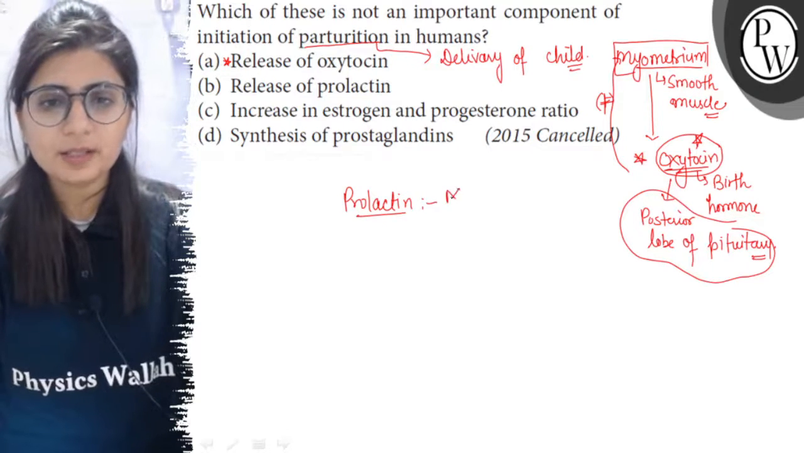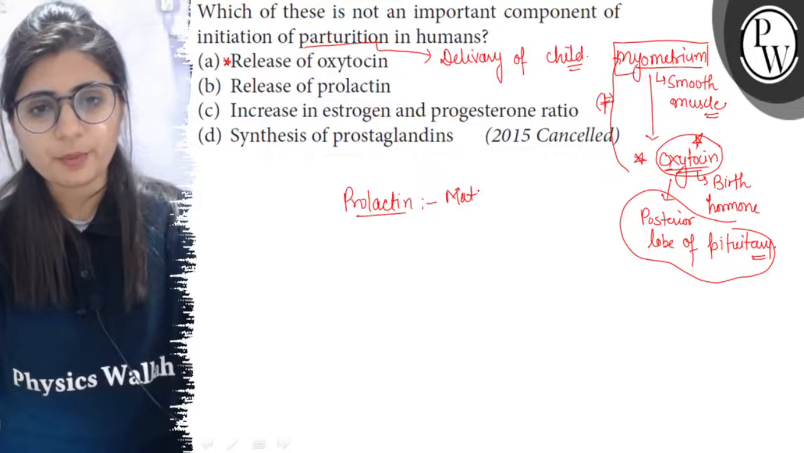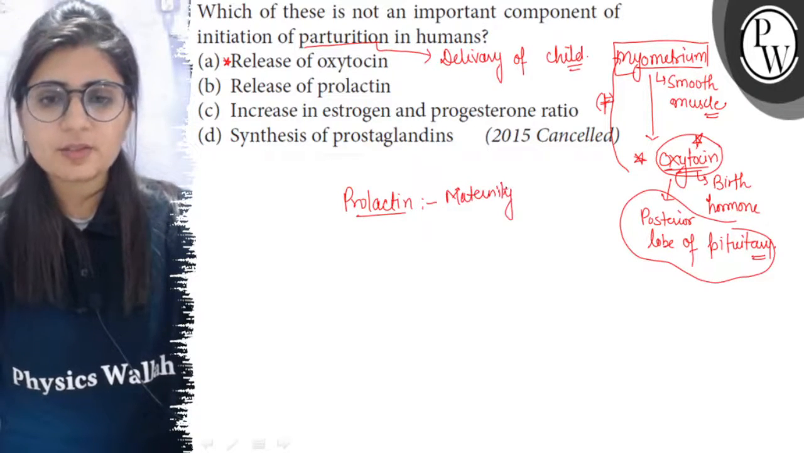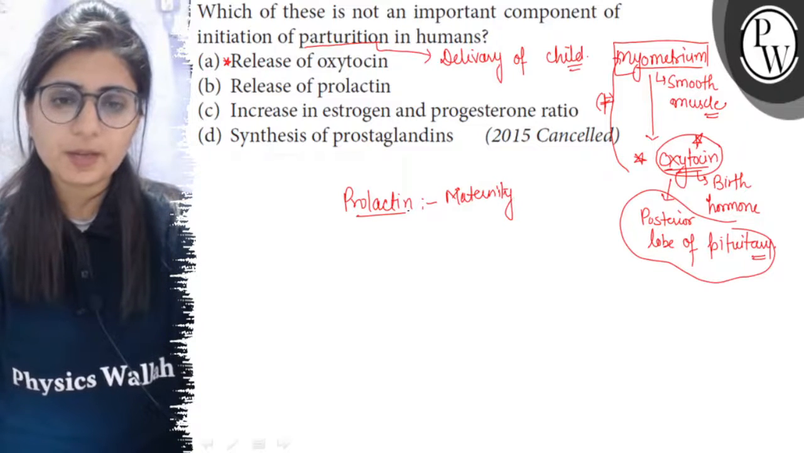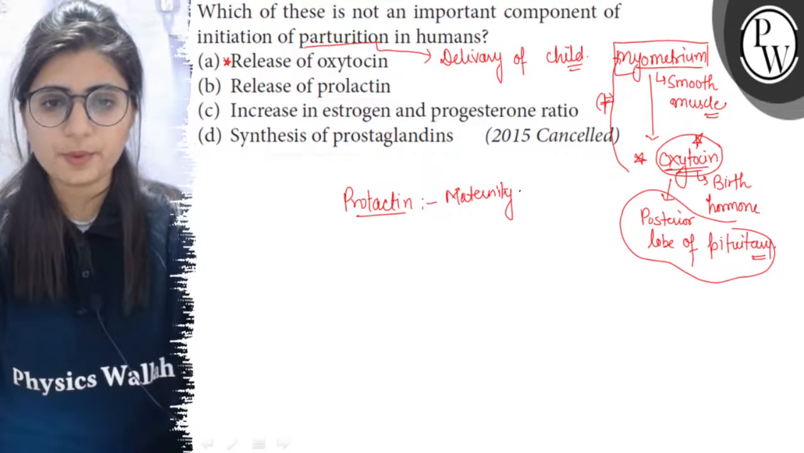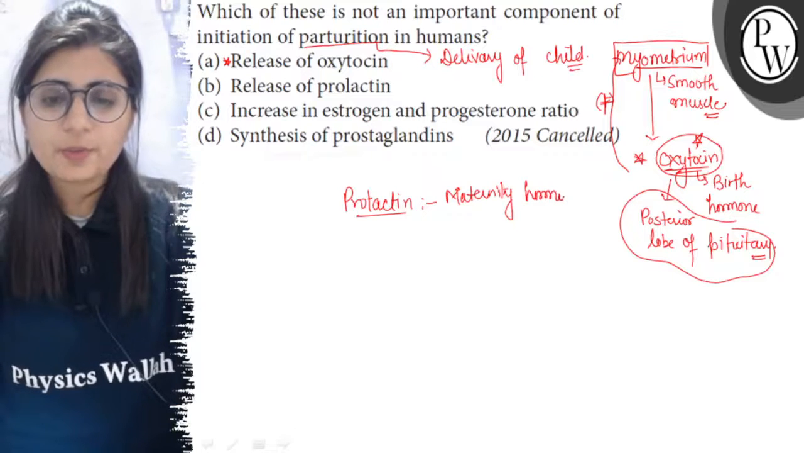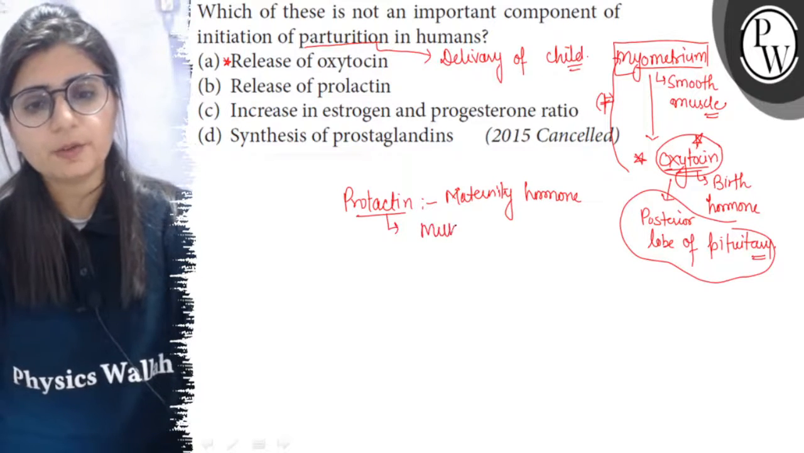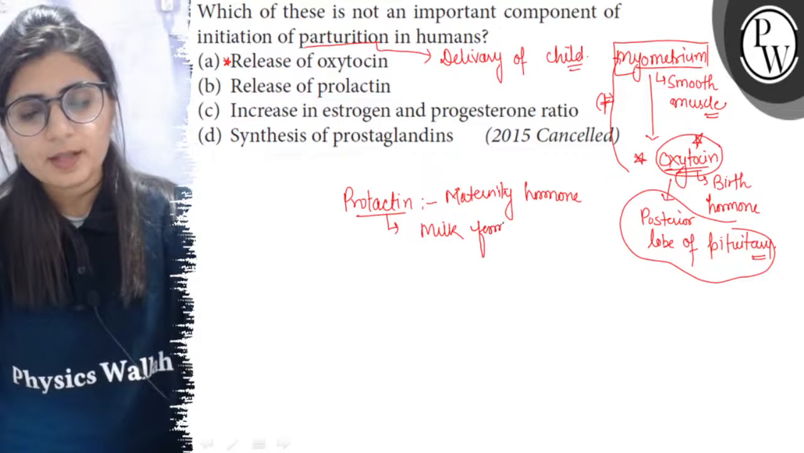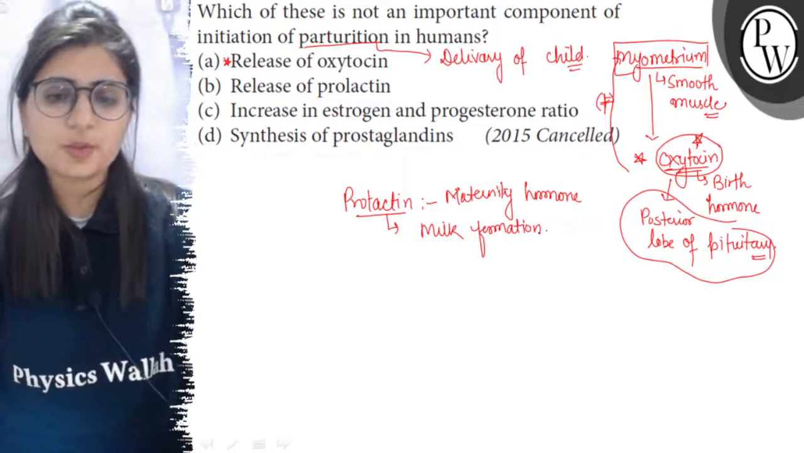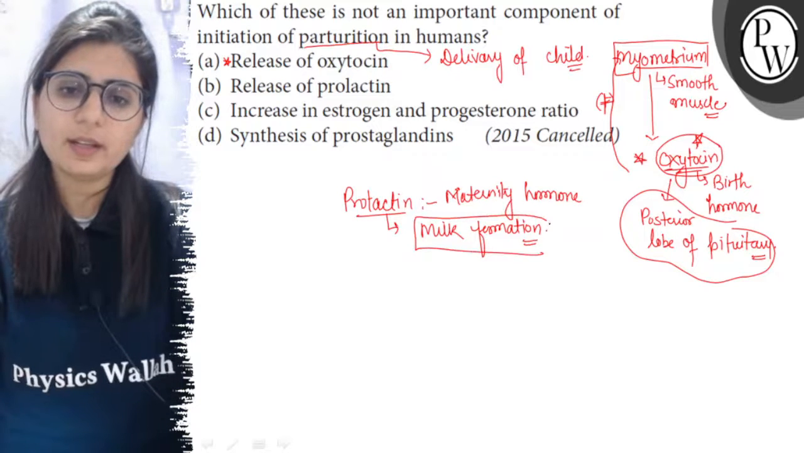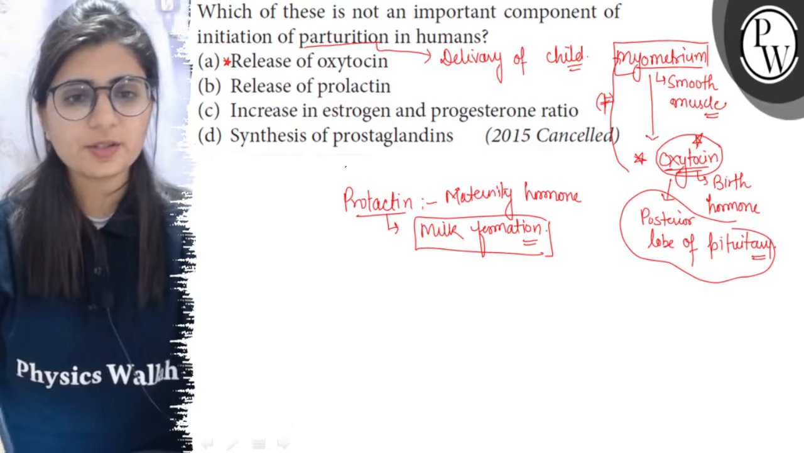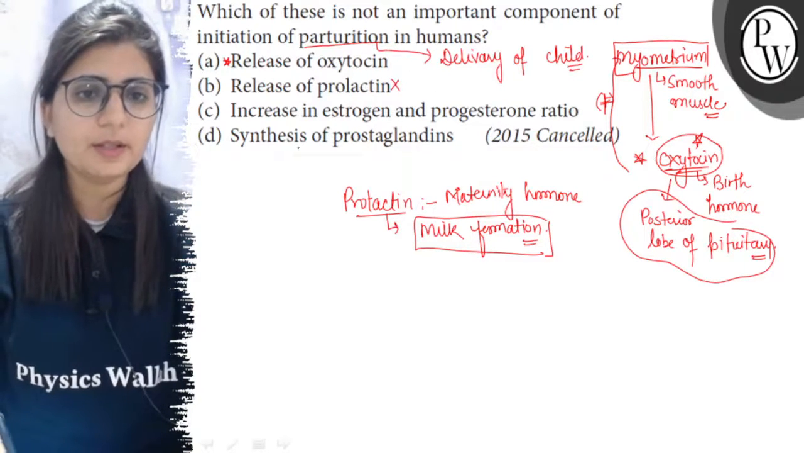Prolactin is actually the maternity hormone, and it is released from the anterior lobe of the pituitary gland. Now this hormone is not required for parturition, rather it is required for milk formation. So it is required after parturition and it is not involved in the process of parturition. So this is not an important component.